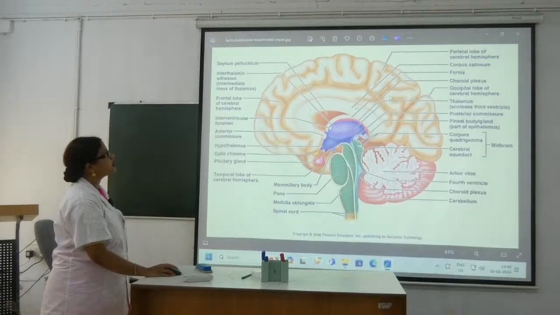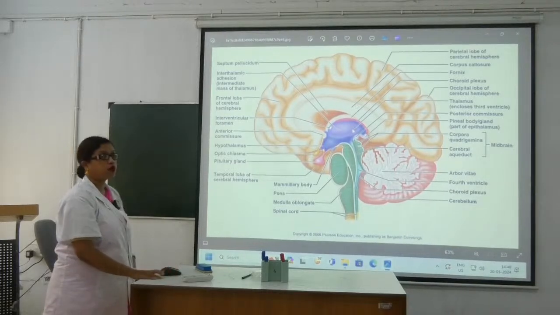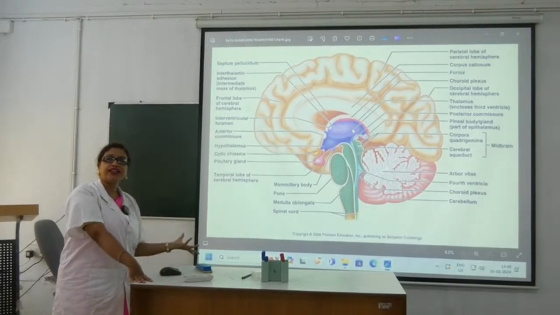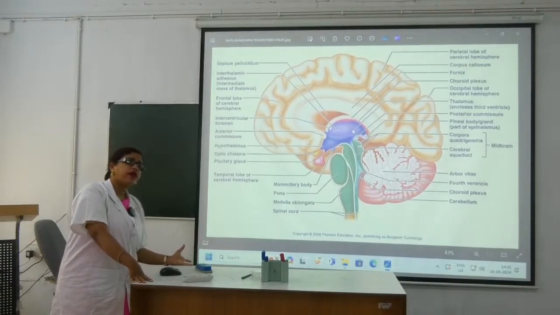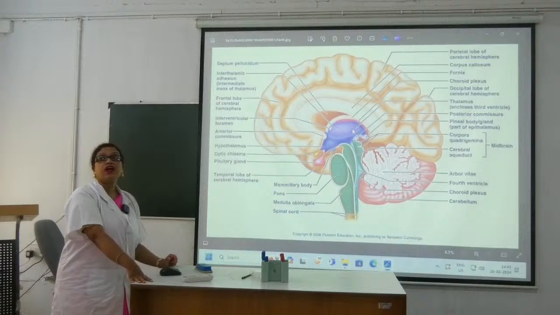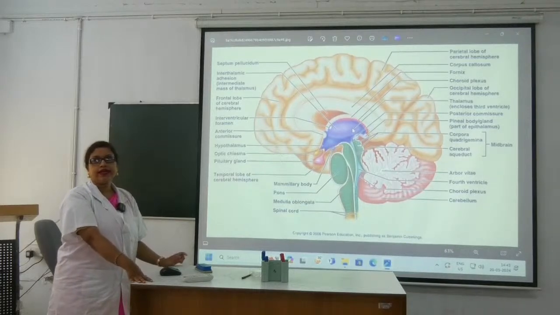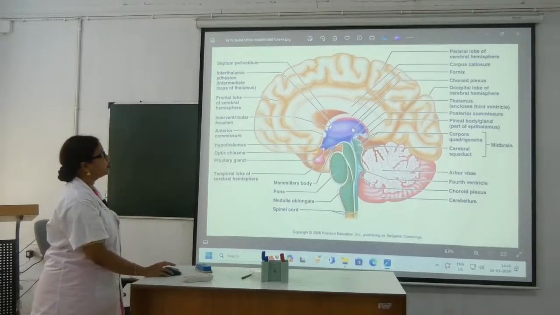What is this one? Red color thing is the choroid plexus, which is secreting the CSF. So this choroid plexus is present over where? The tela choroidea. I told you na, tela choroidea. It is present on the tela choroidea.